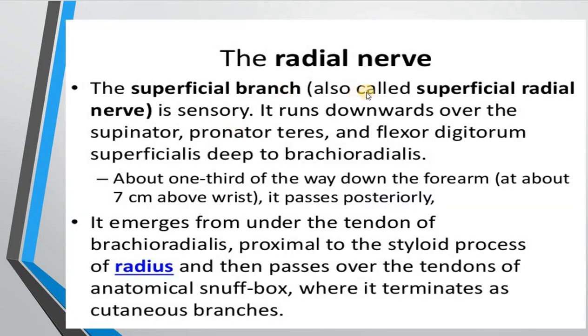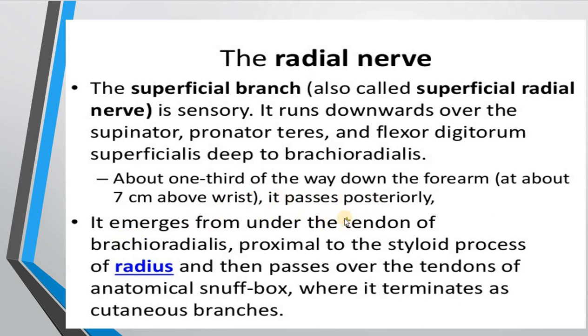The superficial branch is also called the superficial radial nerve. It is a sensory branch, and it runs down the supinator, pronator teres, and FDS, the flexor digitorum superficialis. It is deep to the brachioradialis. About a third of the way down the forearm, at about 7 centimeters above the wrist, it passes posteriorly.